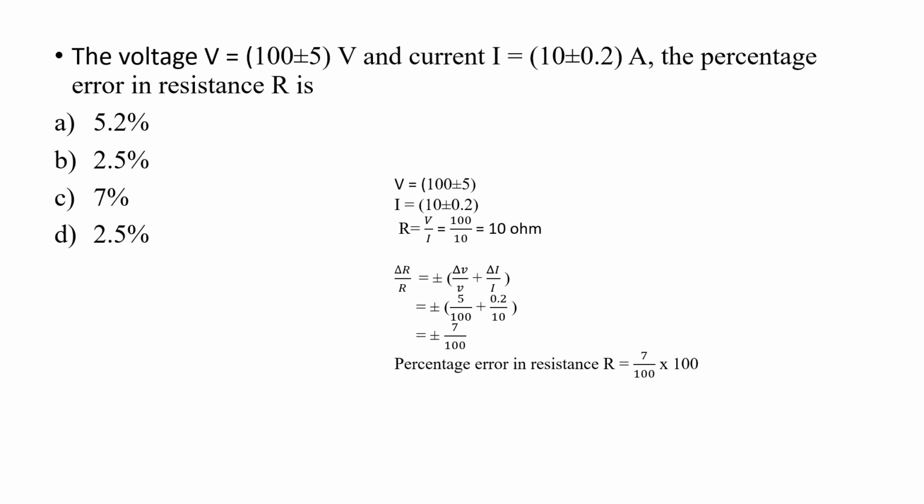So you get the value as plus or minus 7 by 100. Since it is a percentage error in resistance, you have to multiply with 100. So you get the answer as plus or minus 7%. I repeat the question. The voltage V equals 100 plus or minus 5 volt and current I is equal to 10 plus or minus 0.2 ampere. The percentage error in resistance R is option C, that is 7%.